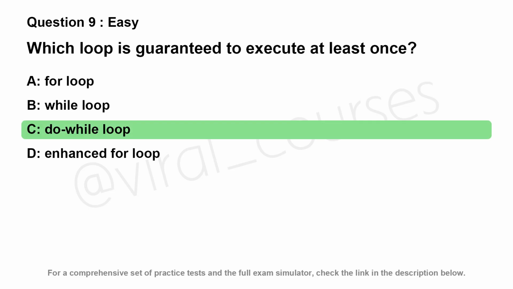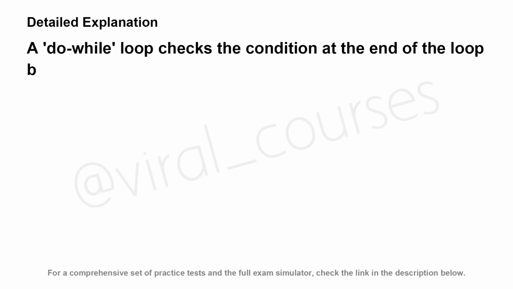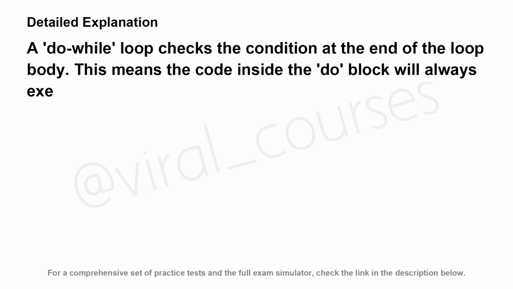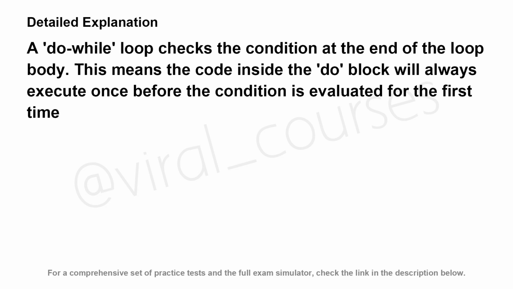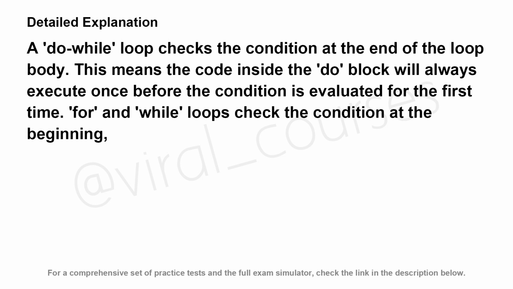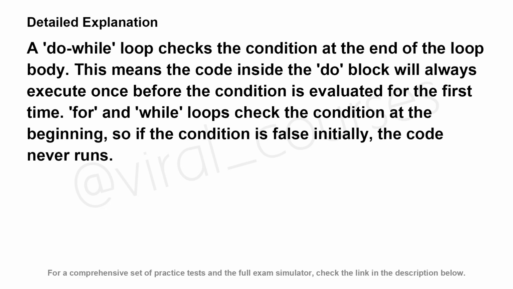The correct answer is C. A do-while loop checks the condition at the end of the loop body. This means the code inside the do block will always execute once before the condition is evaluated for the first time. For and while loops check the condition at the beginning.